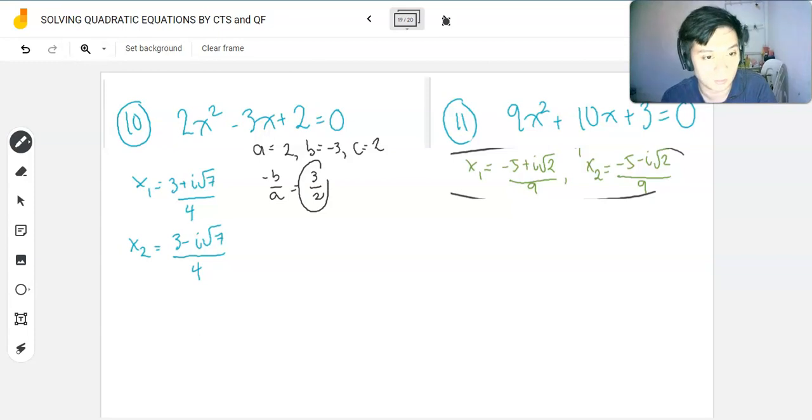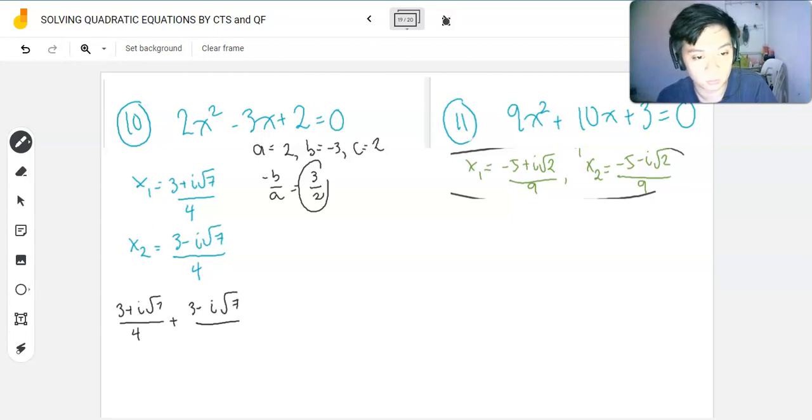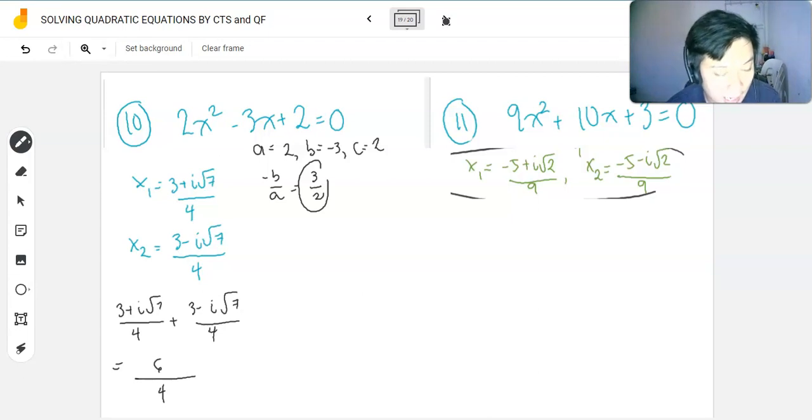So, ano yung sum ng dalawa? 3 plus I square root of 7 all over 4 plus 3 minus I square root of 7 all over 4. Siyempre, ang sagot dito is in terms of denominator 4. Tapos, 3 plus 3 is 6. Tapos, I square root of 7 plus negative I square root of 7, that will just be 0. No need to write it. So, 6 over 4 ang sagot. Simplifying this, divide lang natin parehas ang numbers by 2. So, 3 halves din. So, tama.